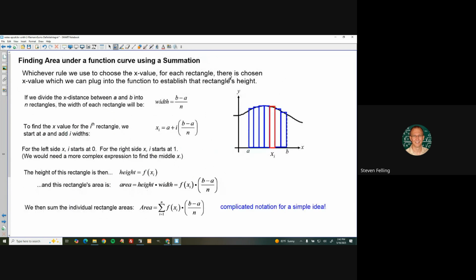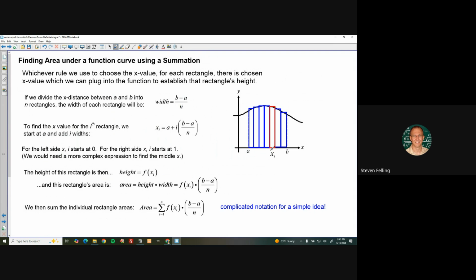Okay, so whichever rule we choose to use, left, right, or middle, there is a chosen x value which we plug into the function to establish the height of the rectangle. So first we might want to figure out how wide these rectangles are. If we have x from x is a to x is b, then this width of b minus a is divided by the number of rectangles if we want to make the rectangles equal width. So the width would be b minus a divided by n rectangles.